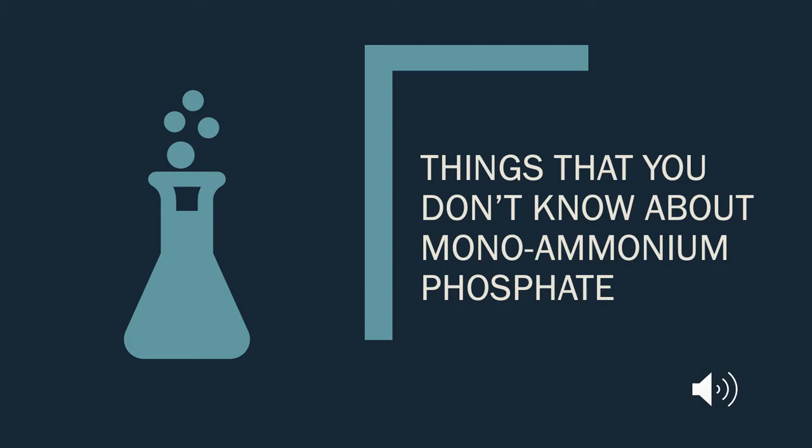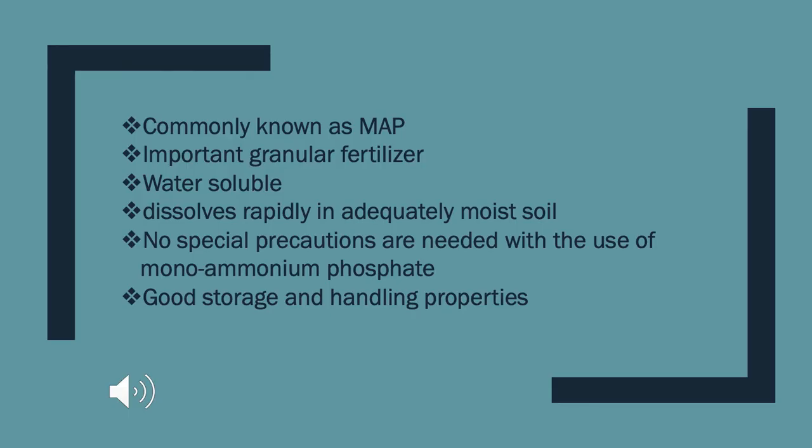Now I want to talk about a few things that you may not know about monoammonium phosphate. As I mentioned before, this molecule is commonly known as MAP. It is an important granular fertilizer. It's water soluble and dissolves rapidly in moist soil. No special precautions are needed with the use of monoammonium phosphate, and it has good storage and handling properties. This applies when we have this component not as a crystal. But I think these are really important things that we need to know before using it in another application.